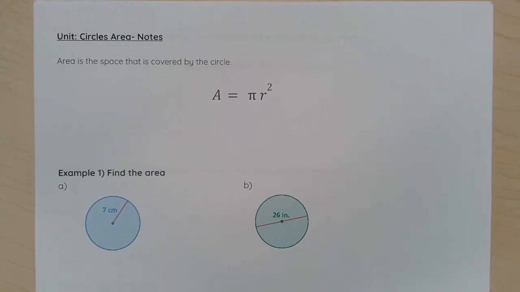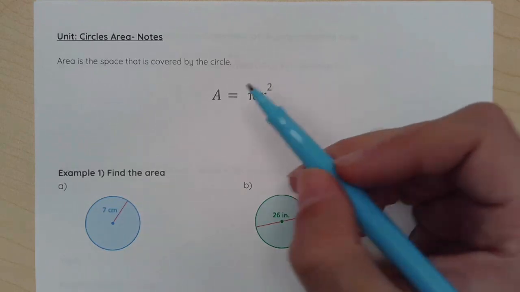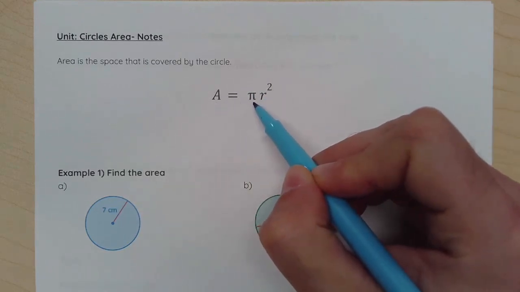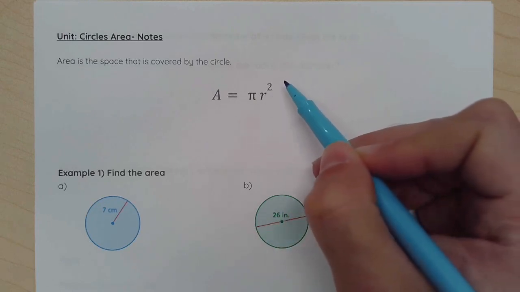Alright, in this video we're going to look at finding the area of a circle. The area is going to be the space that is covered by the circle. So we're looking within the bounds of the circle versus just the distance around it. Our formula for finding area is a little different. The area formula tells us that the area is equal to pi times the radius squared.